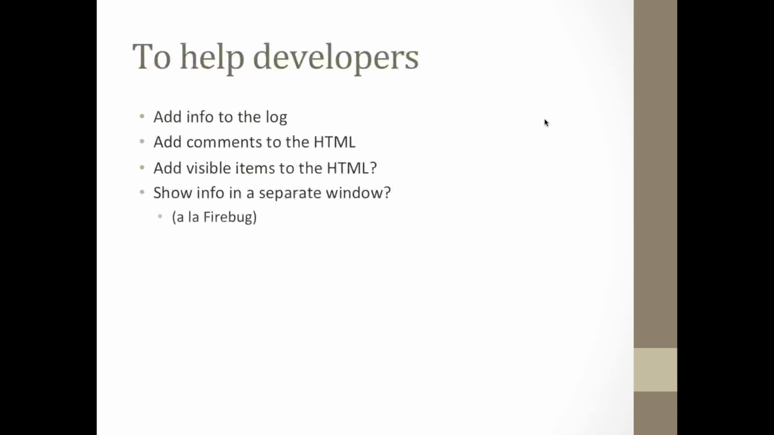So right now, I already mentioned one of these things adds information to the log. Another one adds comments to the HTML. I've been wondering whether we should actually add visible items at the bottom of the page if there's something that we want to diagnose there, perhaps thread activity or whatever, and even the possibility of creating a window right there in the browser that would show information for the current request.